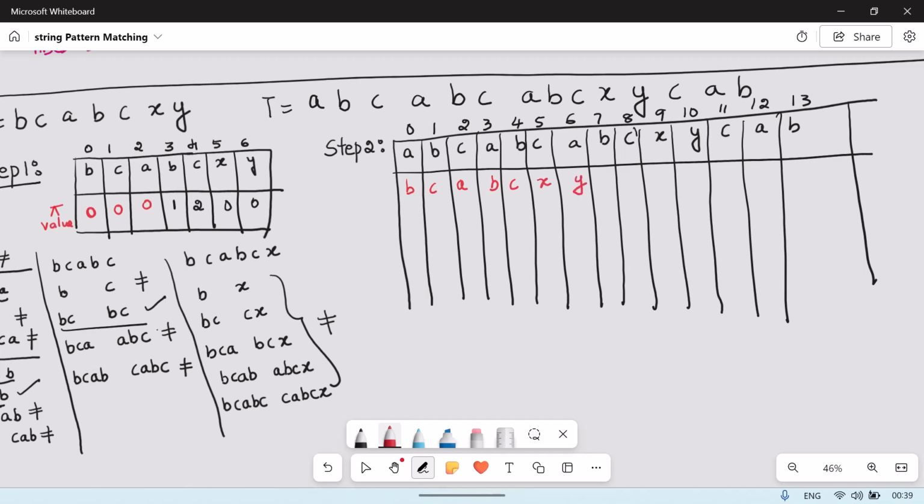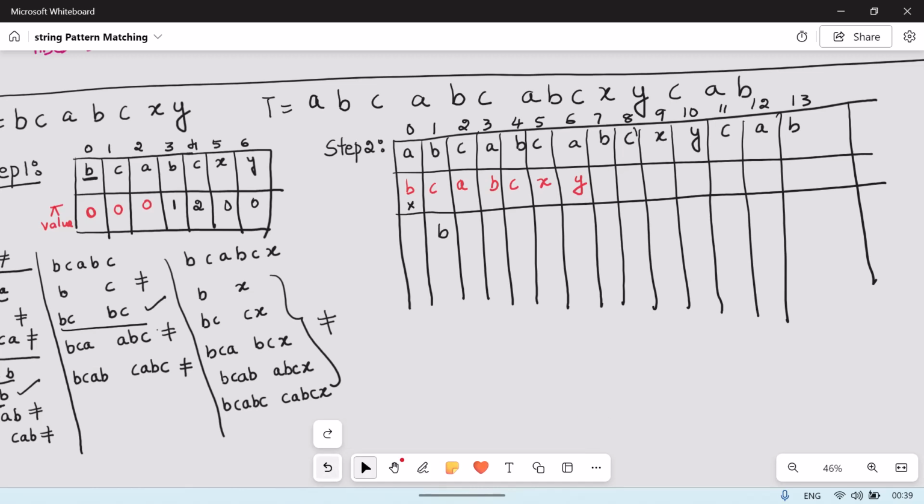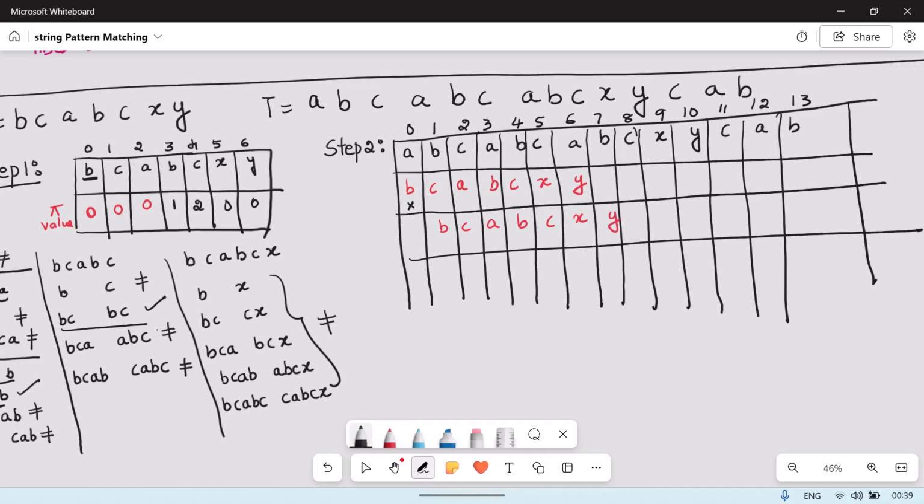If you see very carefully, the first character itself is not matching. So what are you supposed to do? You have to come back to the table. This is the first B. You are supposed to go back to the previous value, but B is not having any value before it. So what you do is directly skip one place and write down the characters. So it will be B, C, A, B, C, X, Y. Like this. Now check.